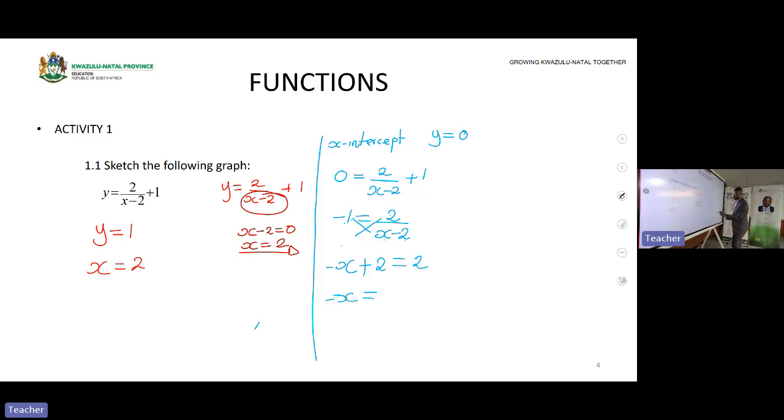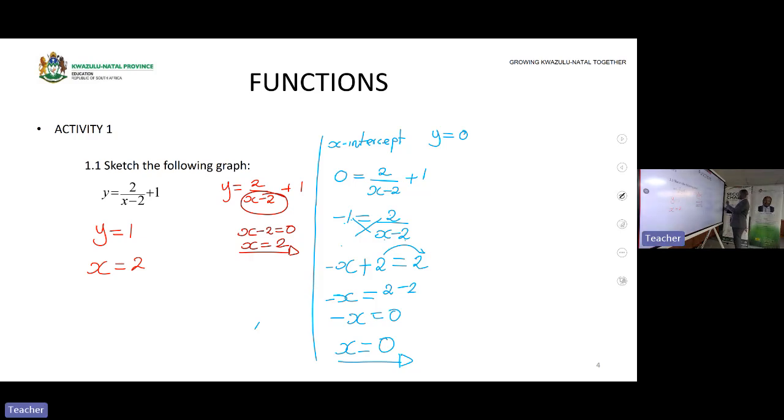We are going to do the same thing as we did before. We say 2 minus 2. We transpose this one, and it changes its sign. Then we have -x equals 0. And then we divide by negative so that our x becomes positive. And then it means our x will be 0.